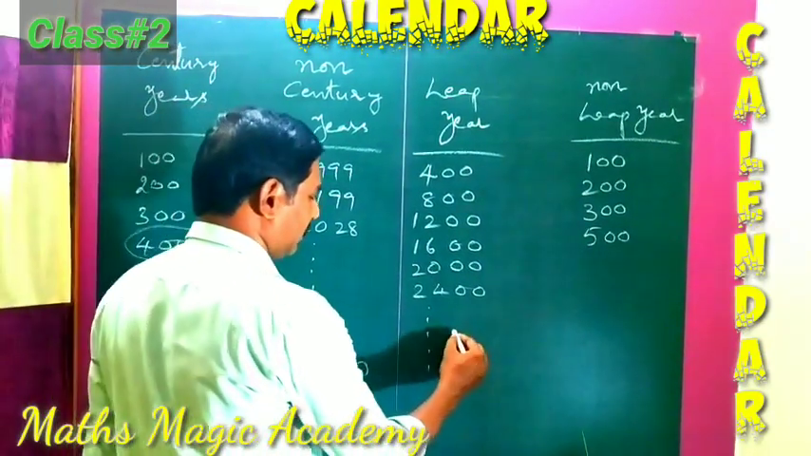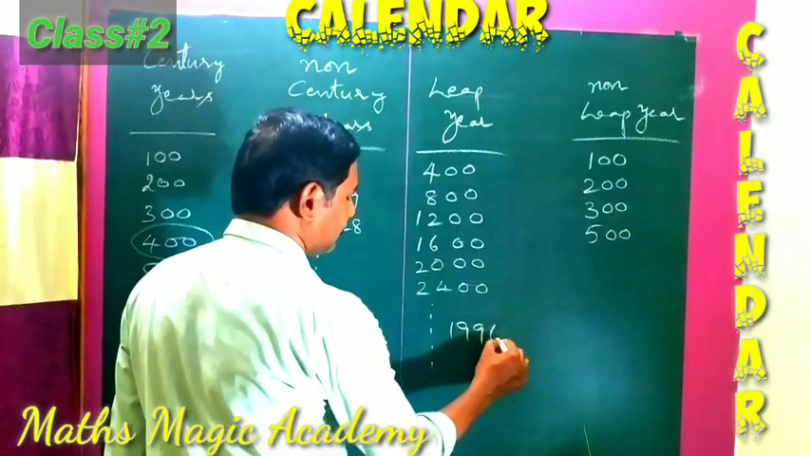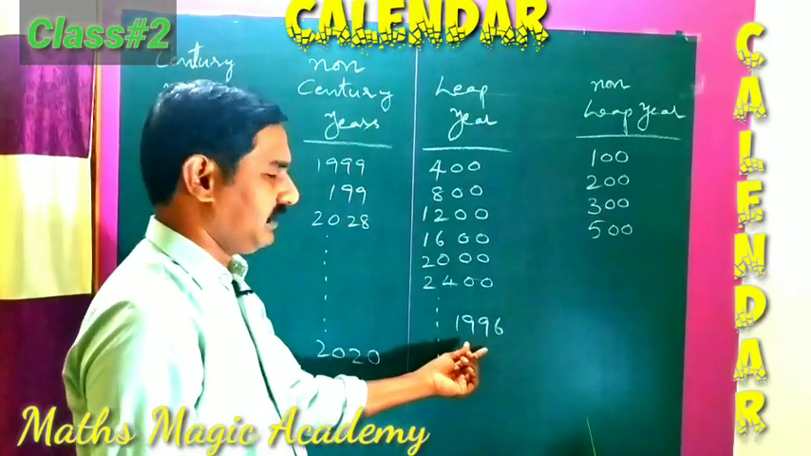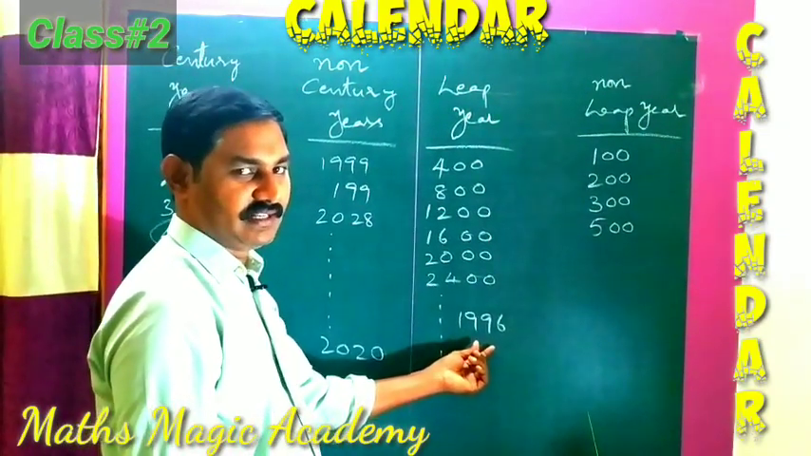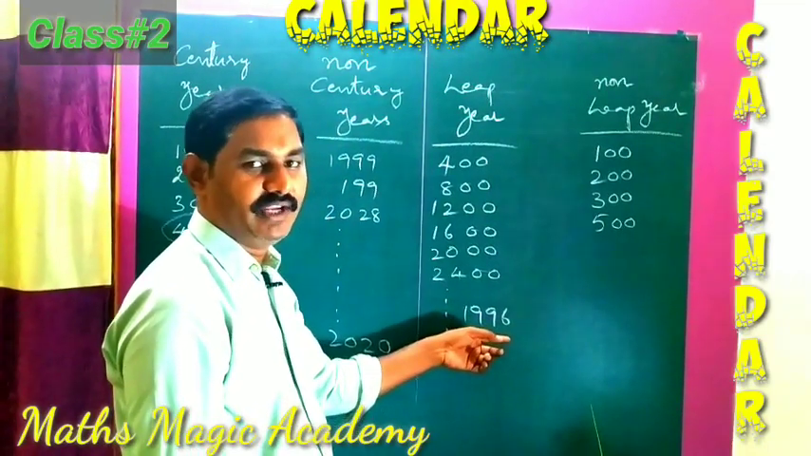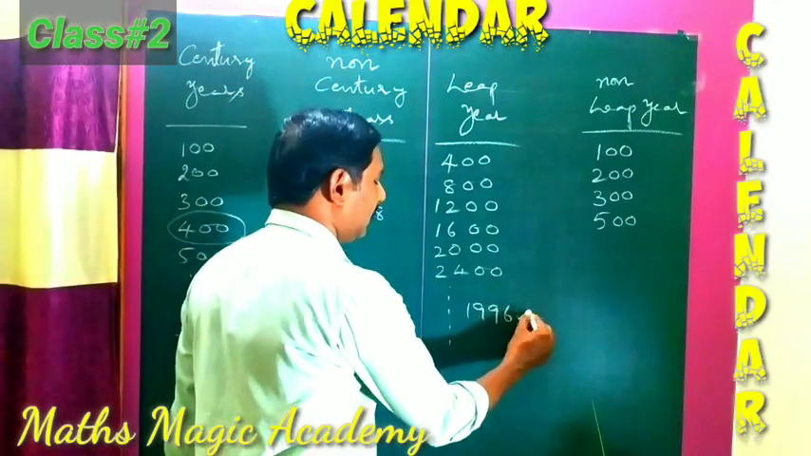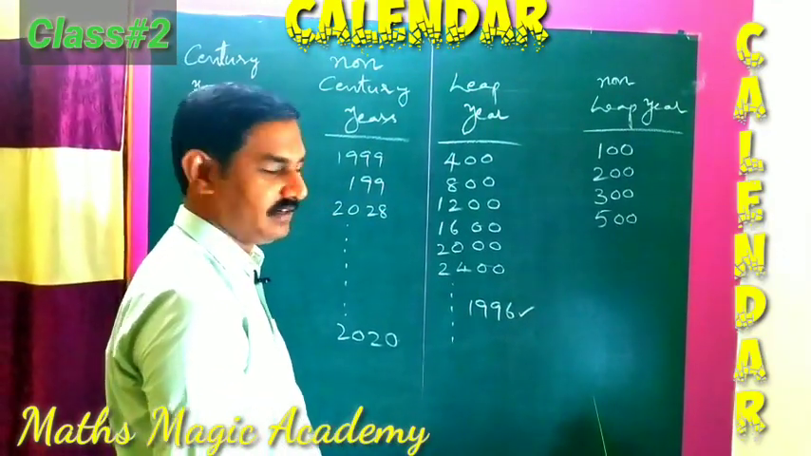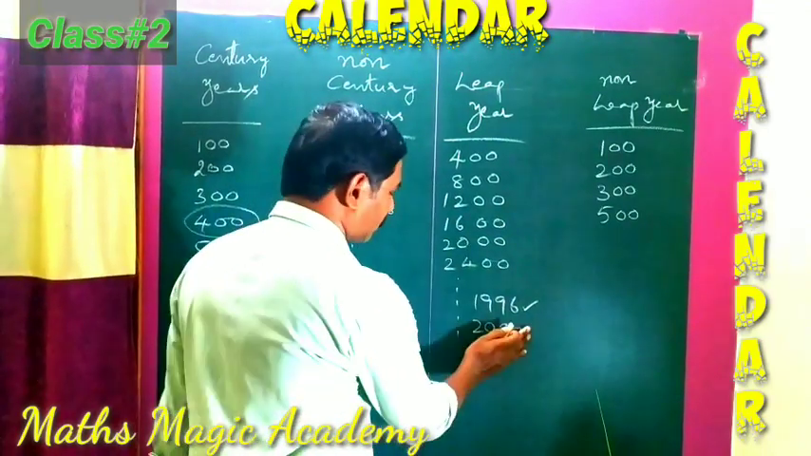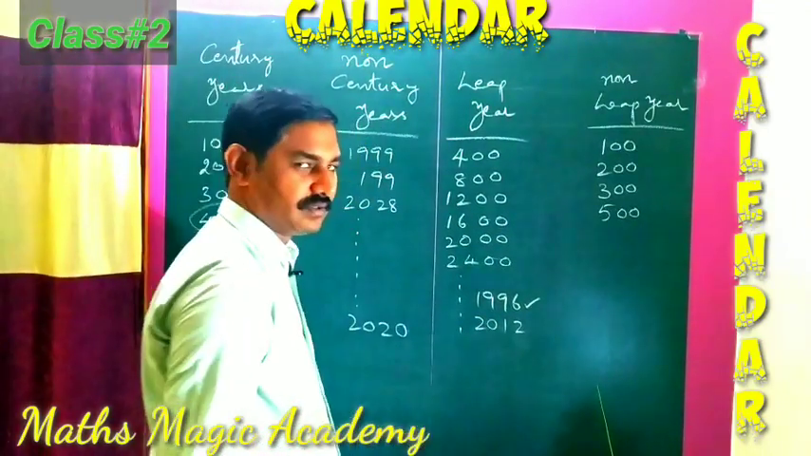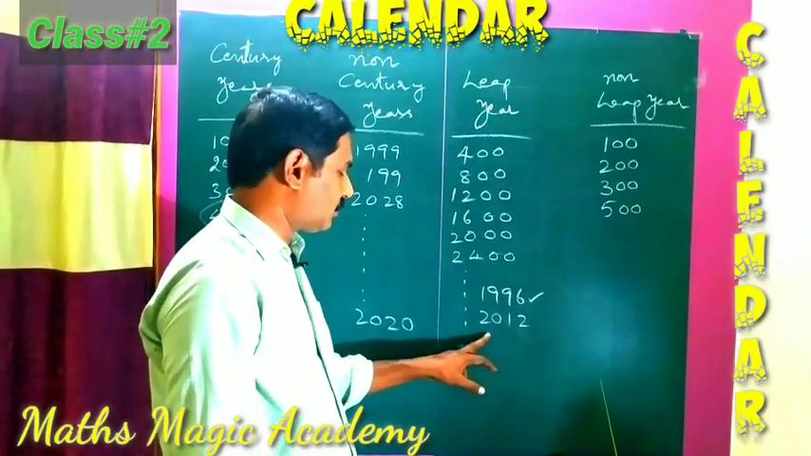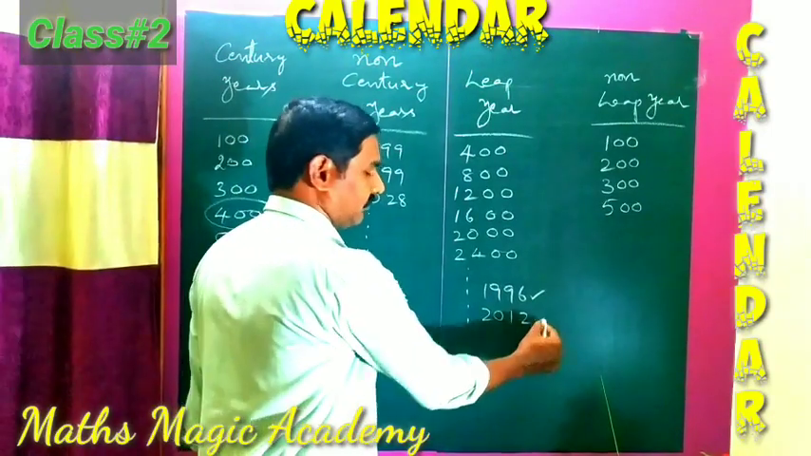Suppose we take 1996. It is a non-century year, but here 96 is divisible by 4, so it is a leap year. And 2000, we already wrote. So if you take 2012, here 12 is divisible by 4, so we can say 2012 is a leap year.